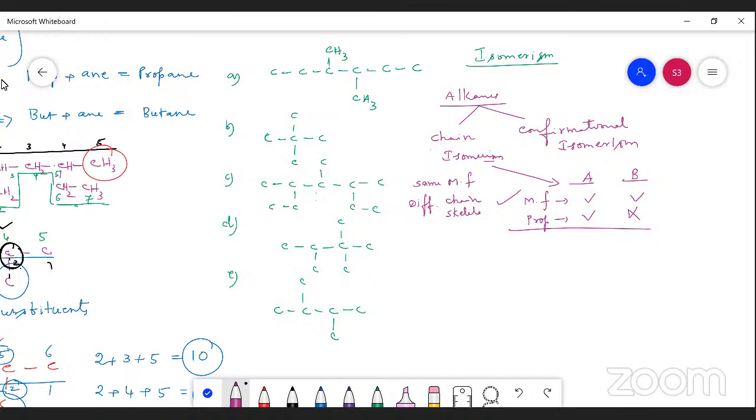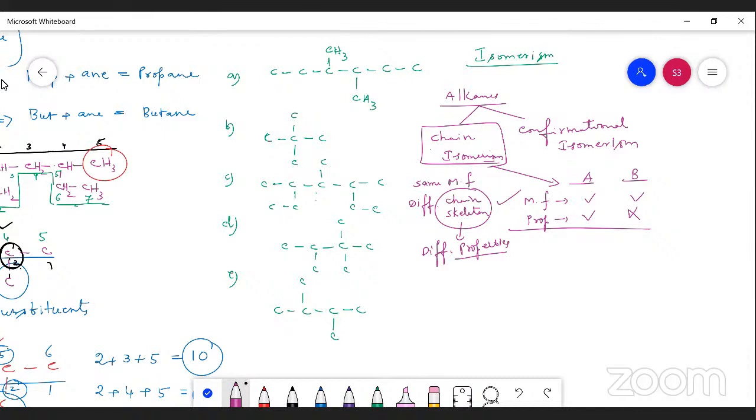Chain skeleton. Because of the difference in their chain skeleton, they show different properties. That pair of compounds we call chain isomers, and that phenomenon is called chain isomerism. So once again, the pair of compounds whose molecular formula remains the same but differ in their chain skeleton, showing different properties, are called chain isomers, and that phenomenon is called chain isomerism.